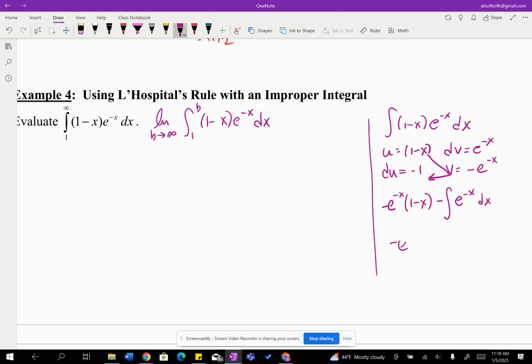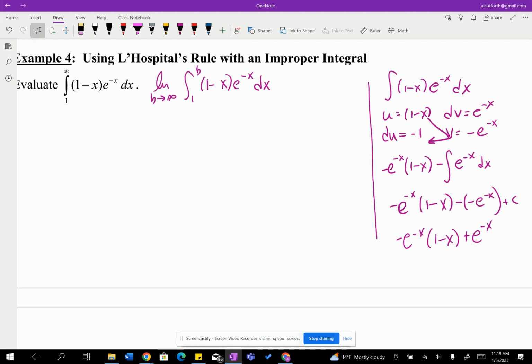So we're going to end up with minus negative e to the negative x, plus c, plus e to the negative x. We don't really have to worry about the plus c because we're going to put that in a definite integral. And remember, with definite integrals, we don't need the plus c on the end.